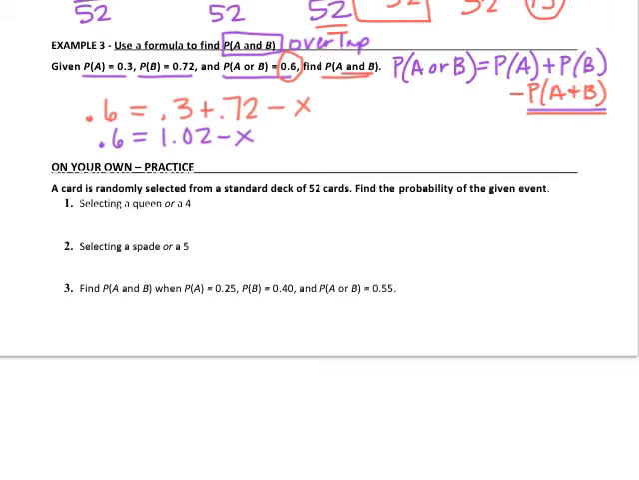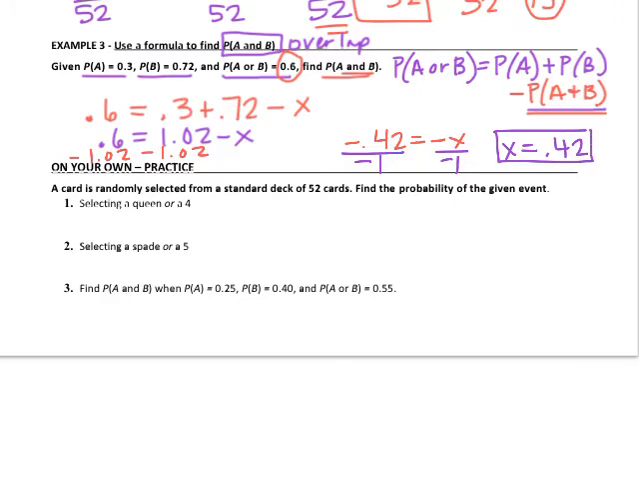The next step is going to be to subtract the 1.02 from both sides, and I get negative 0.42 equals negative x. And you probably remember from previous algebra problems that we can divide by -1 or multiply by -1 to turn all of that positive. So our overlap for this problem is going to be 0.42. Now another way to say that is going to be 42%. You could turn it into a percent, but this is just the probability of the overlap itself.